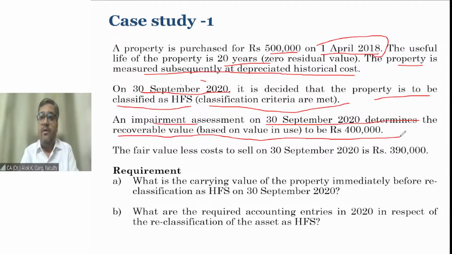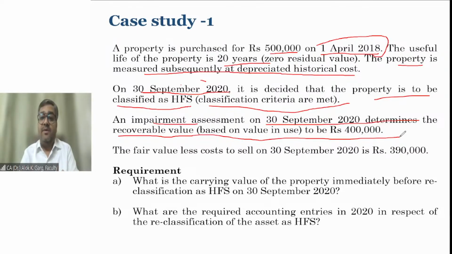So you have already covered Ind AS 36 impairment of assets, and now you have understood that recoverable value means the higher of fair value less cost to sell and value in use. When your carrying value is higher than your recoverable value, then only impairment loss will come into the picture, right? And for every asset, you need to compare your carrying value in the balance sheet with recoverable value, right?